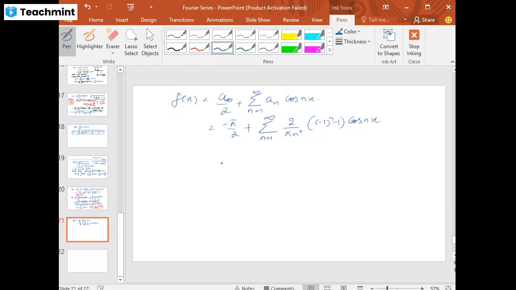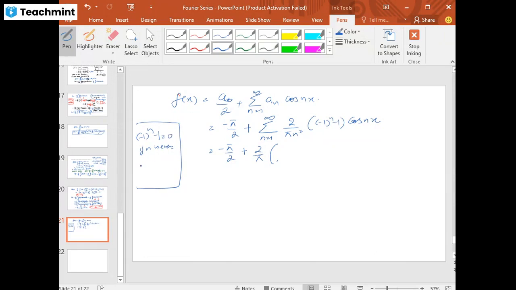Okay, and even if we expand this, if we open this bracket, then 2 upon pi is constant. If I put n again, minus 1 raised to power n minus 1. Okay, let me write it separately. So minus 1 raised to the power n minus 1, if n is even, and for an even number, its value is 0.